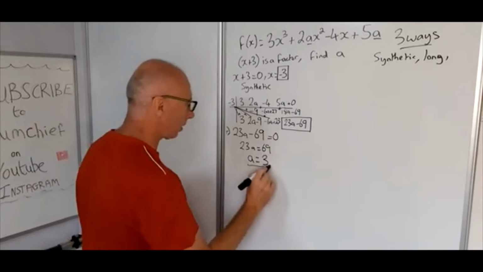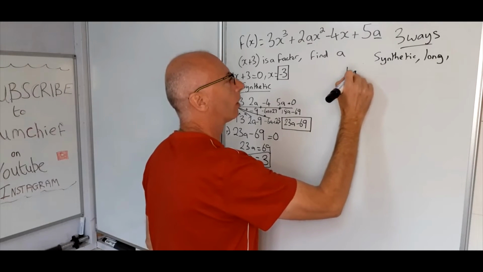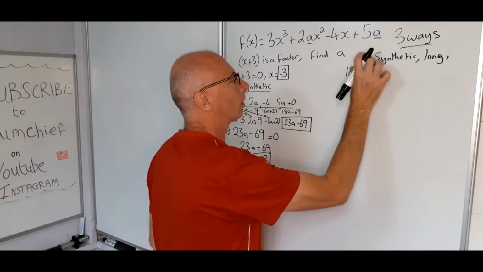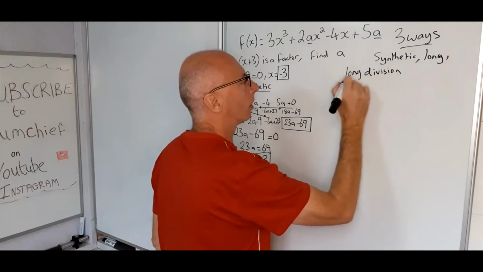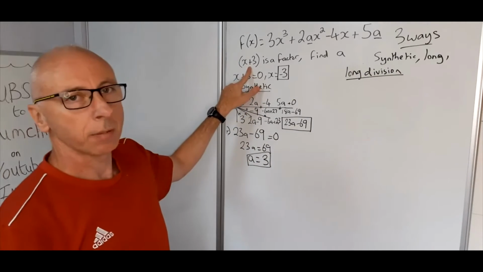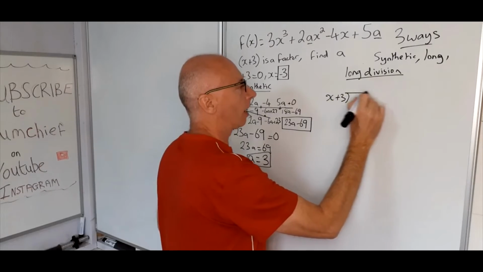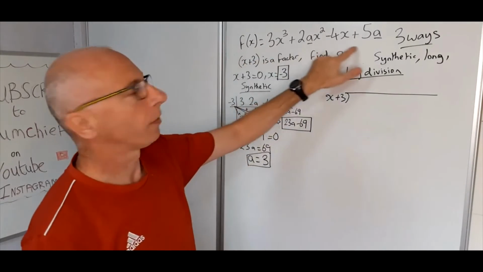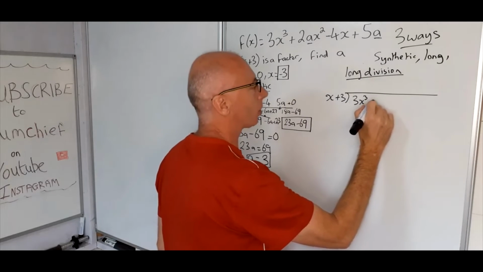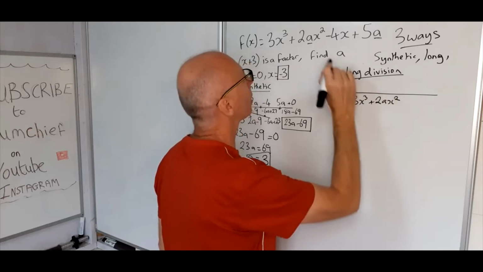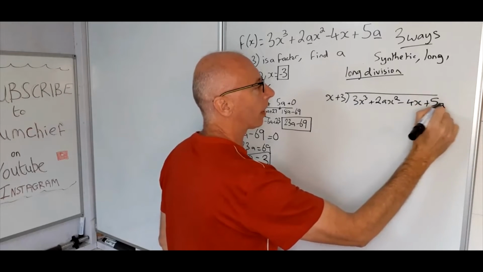Okay, so that's the synthetic. But let's just write the long division on here. Take this x plus 3 that we know is a factor, so I'm going to just write that here, and then we divide that into all of the polynomial. So just write that in there, 3x cubed plus 2ax squared minus 4x plus 5a.